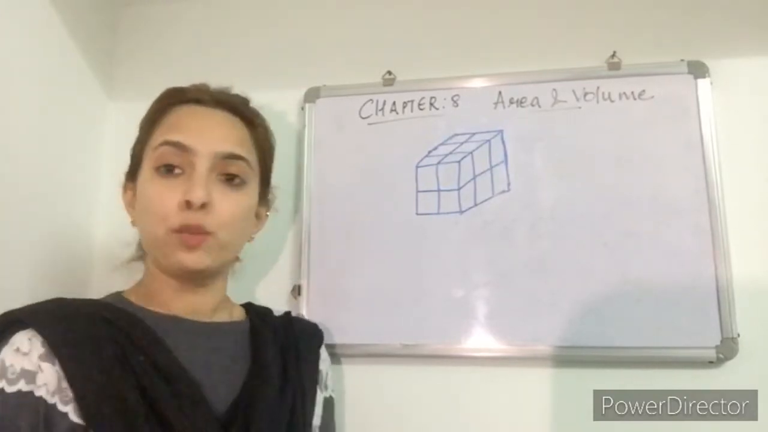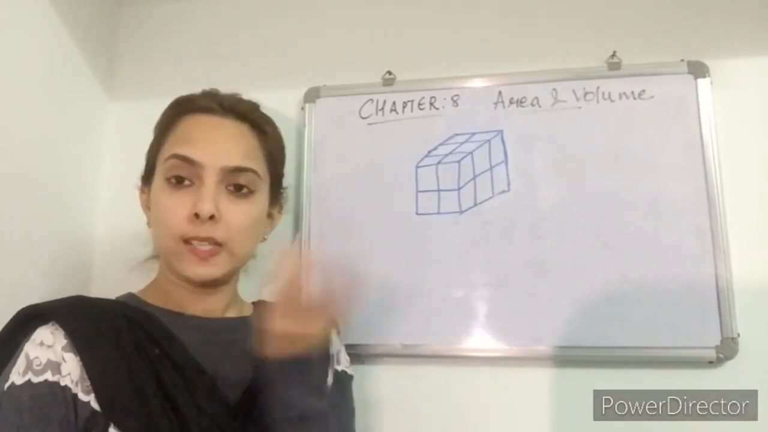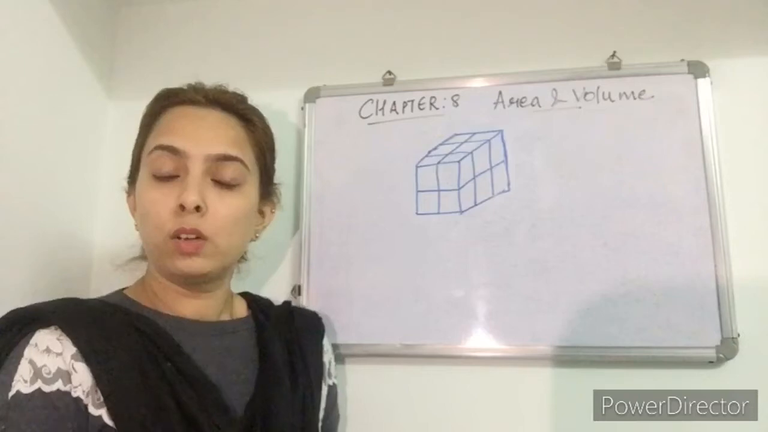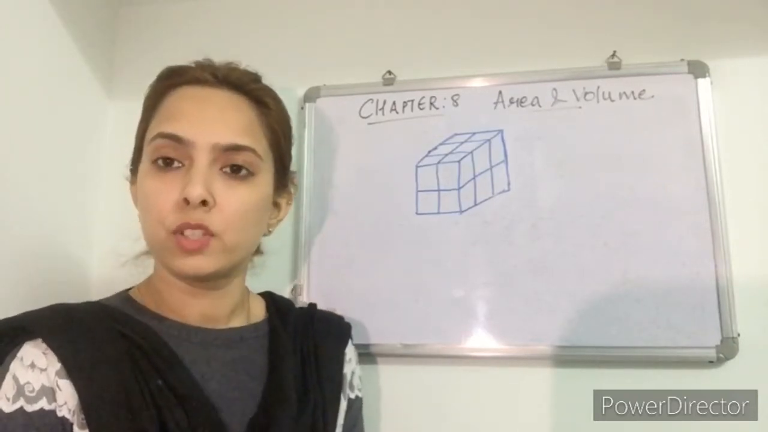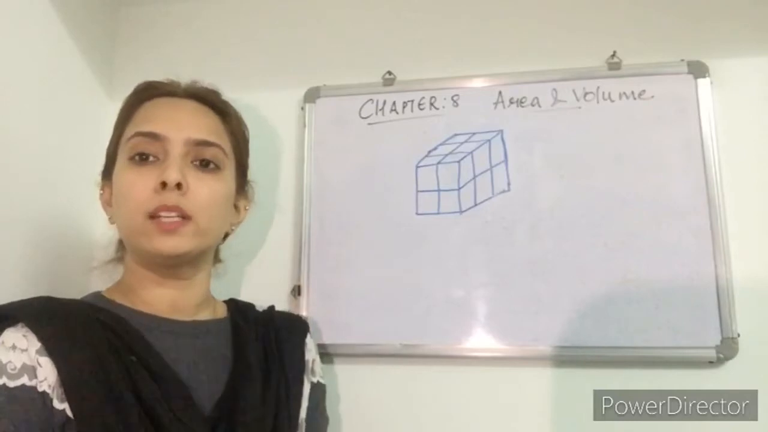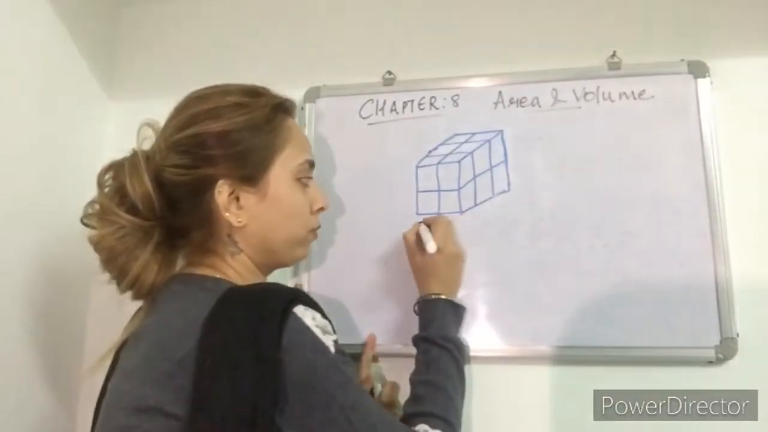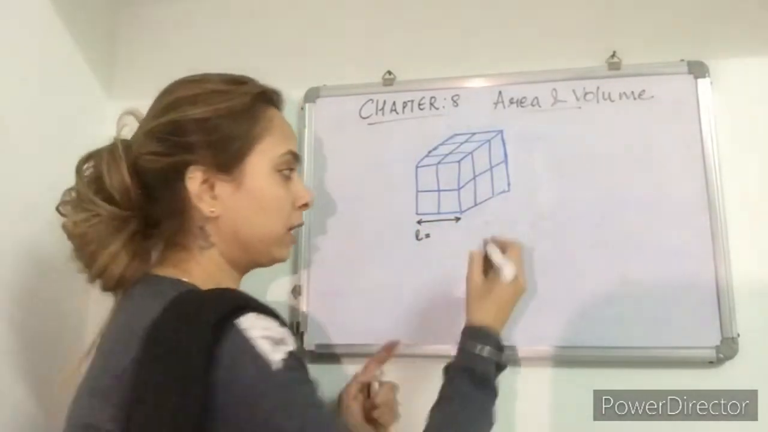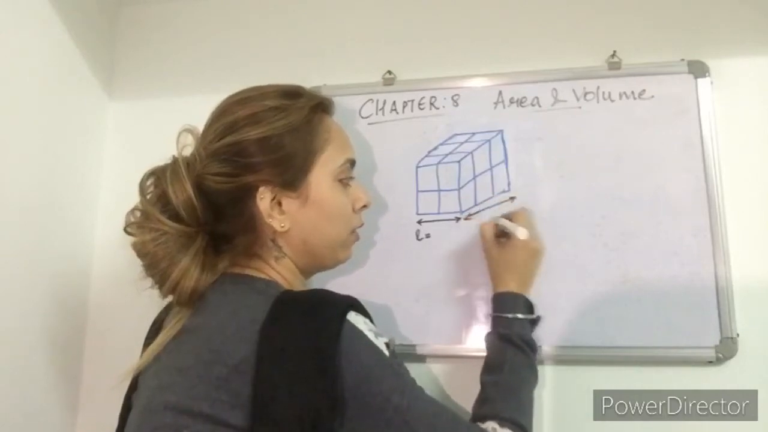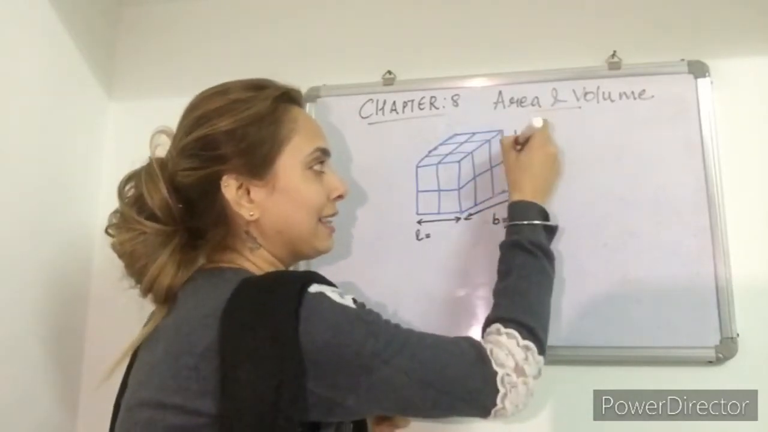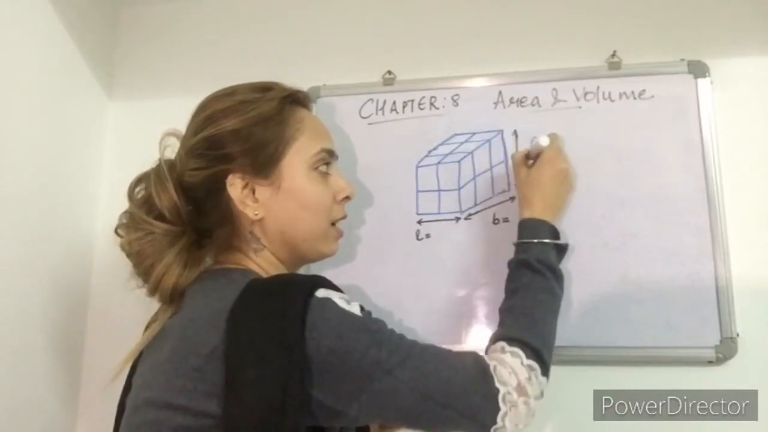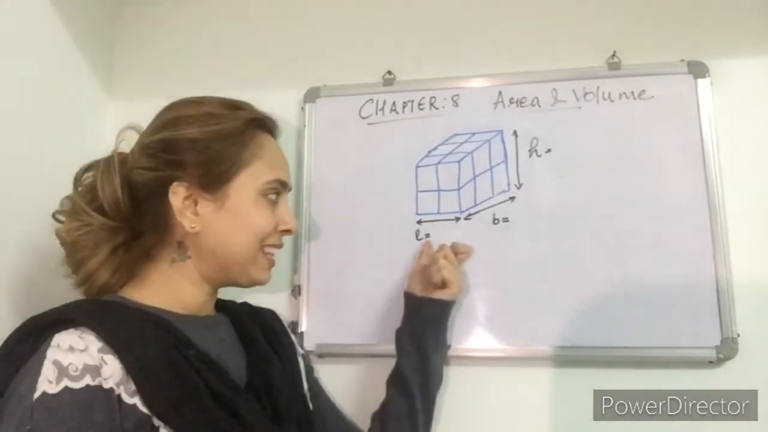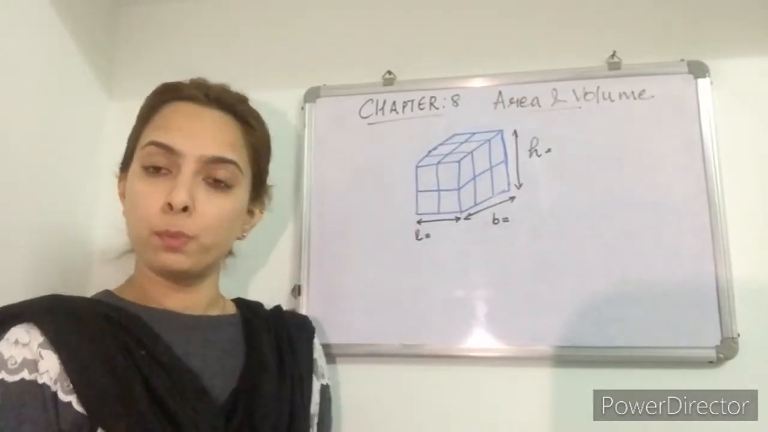Okay, let's try to find out the volume of this cuboid. This is a cuboid. Yes, it is a cuboid. So first of all, we will find out where is the length, where is the breadth, and which is the height. So this is our length. This is our breadth, and this is our height.